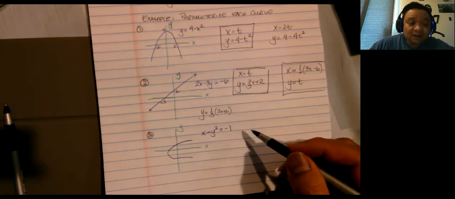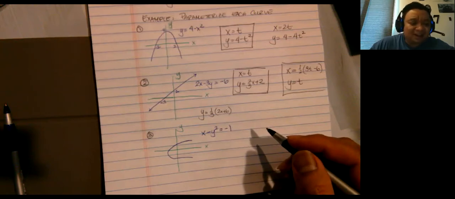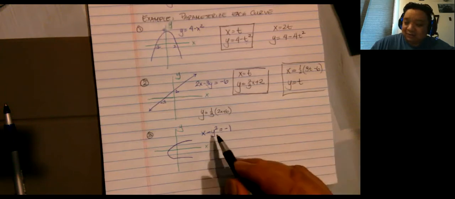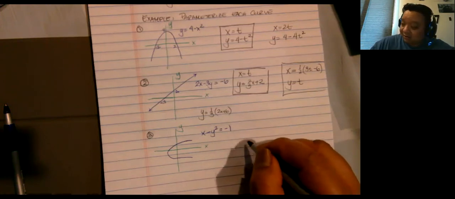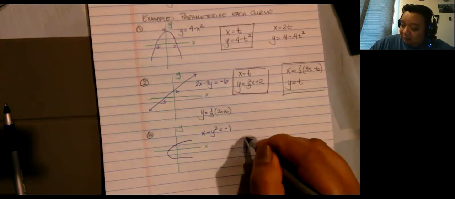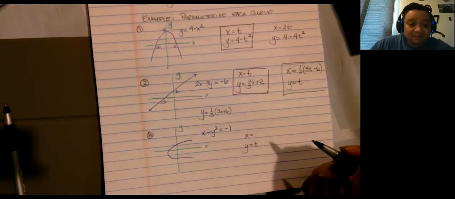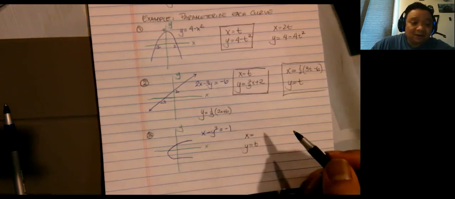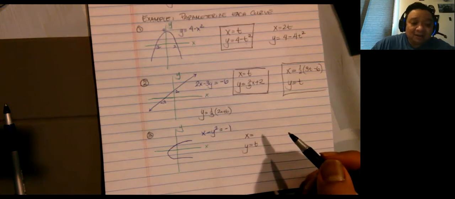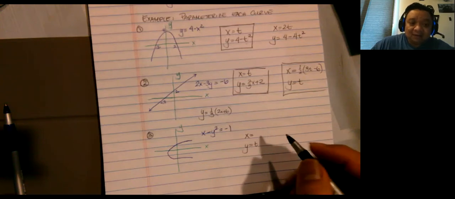x equals t? Not x though, you should have used y, because y you can move. So y would be t, and what will x be then? So y is t, and then x is, move this one over, replace the y with t, and you get t squared minus 1.